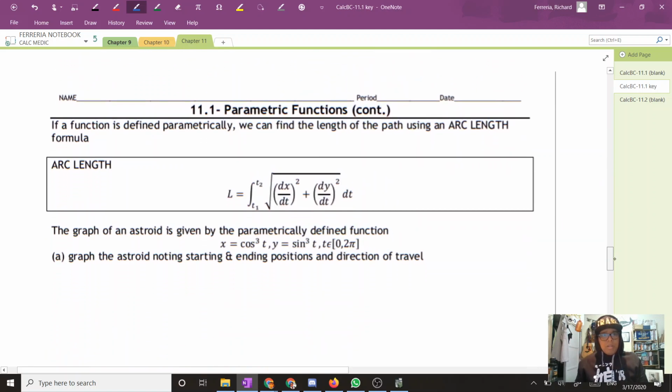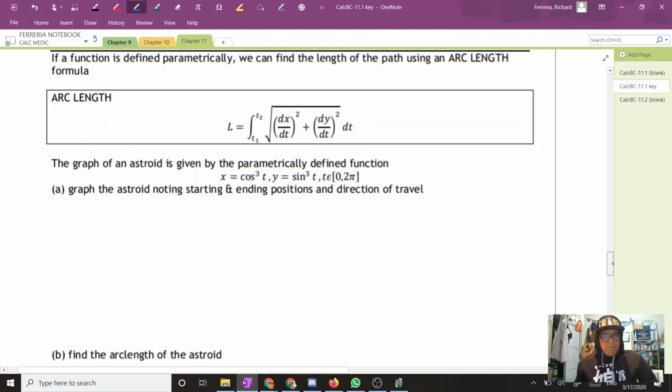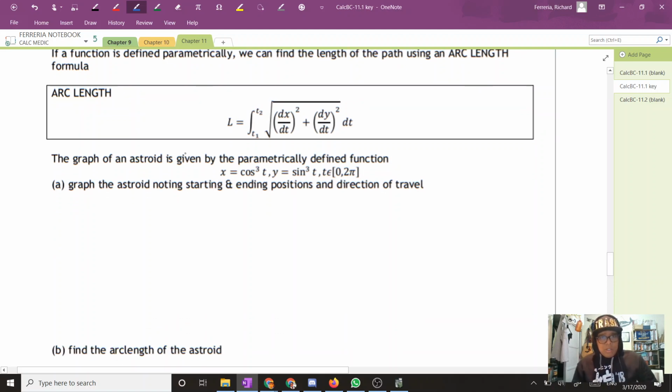Finishing up here with arc length, we've got a function defined parametrically. We can get the arc length with this equation, which looks a lot like you're integrating the Pythagorean theorem, and you kind of are.